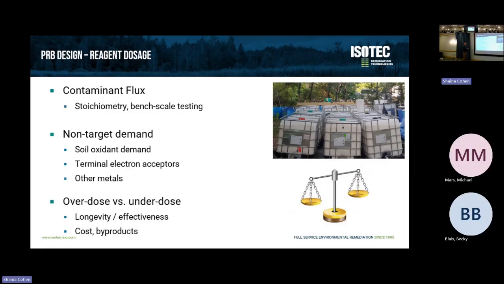There's also non-target demand for chemical oxidation, other soil oxidant demand. If we're looking at anaerobic bioremediation, there are other terminal electron acceptors: how much oxygen is flowing in, how much sulfate is flowing in. Those are also going to be terminal electron acceptors that are going to consume hydrogen, that require an electron donor to overcome that.